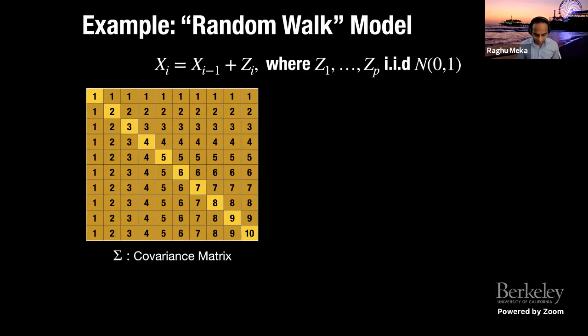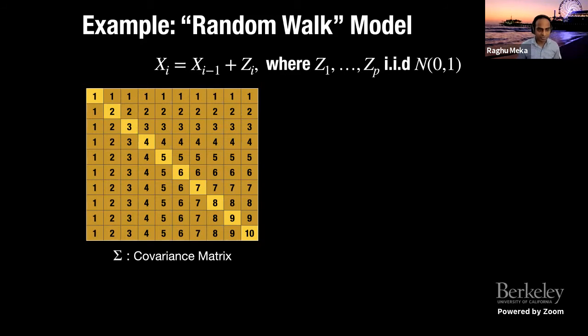So to give an example and to gain some intuition, this will be a running example throughout this talk. This is a very simple example where the algorithmic challenge that we look at is easy to solve, but it helps to keep this in mind. So the example I'll call the random walk example. Here each xi is just the previous xi plus an independent Gaussian, zi. So you have z1 through zp, which are IID normal, and then xi is xi minus 1 plus zi.